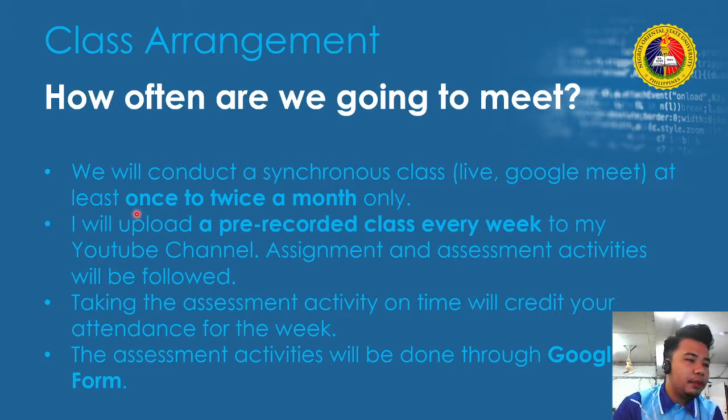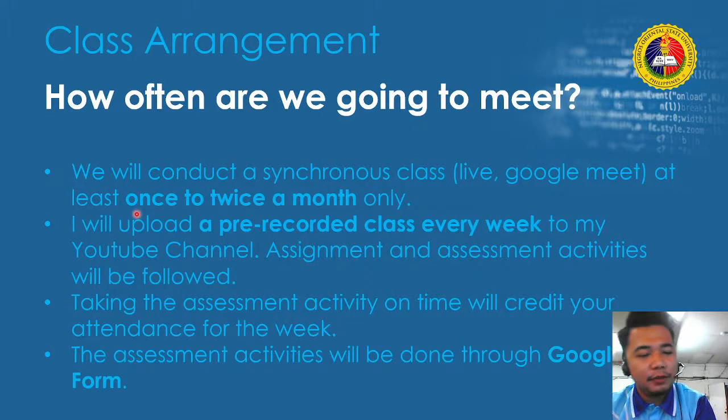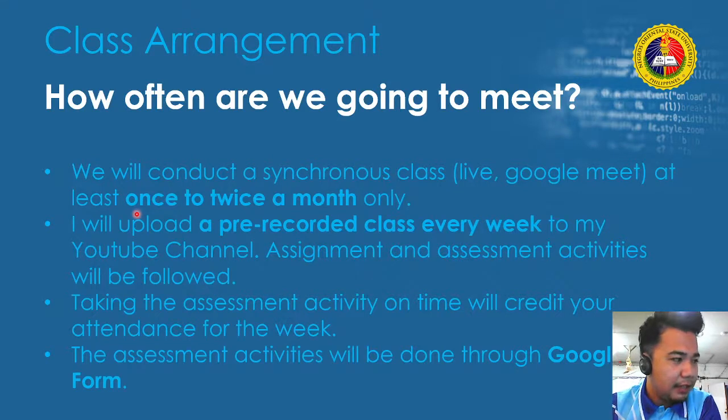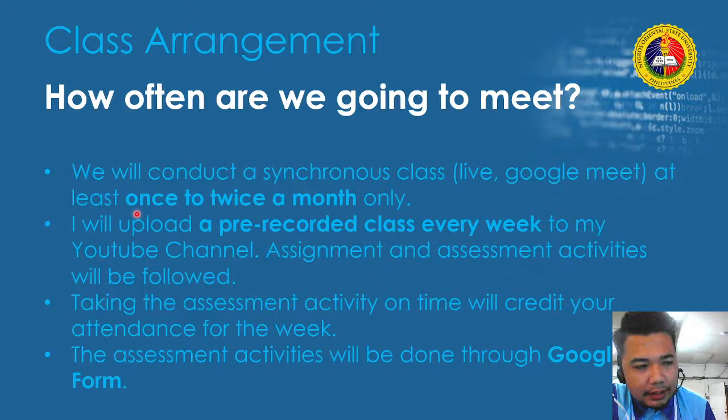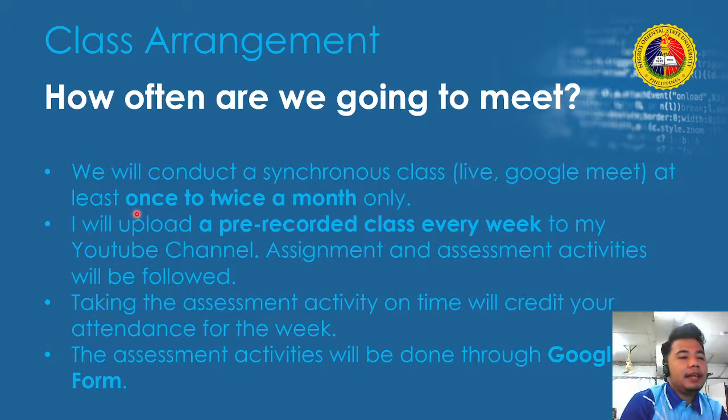Okay. So since we'll only be meeting a few times live, we cannot really use that for attendance. All right? Since perhaps we can only meet once a month, we can't take attendance every week and every month that way. So we will use our assessment activity to credit your attendance as well. That means, for example, this week I will upload a class, and then I will upload an assessment through Google Form. And if you take the assessment on or before the deadline, then you are present for the entire week. Okay? However, if you are not able to take the assessment before the deadline, then you will not be credited for your attendance for the week.